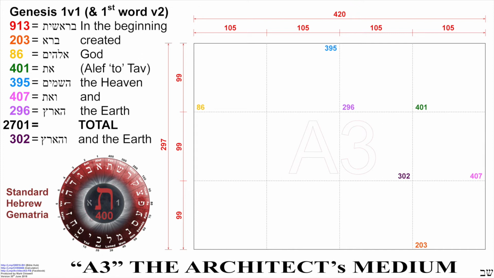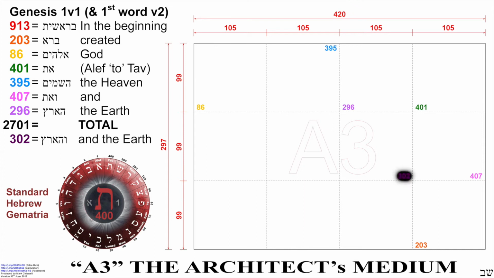If we come back to the number 296 and then move 1 unit to the right, we add 105, which lands us on the number 401, which just happens to be the gematria for the untranslatable word eighth. From the number 401, if we move 1 unit downwards, we take away 99 and land on the number 302, which just happens to be the gematria for and the earth in Hebrew.